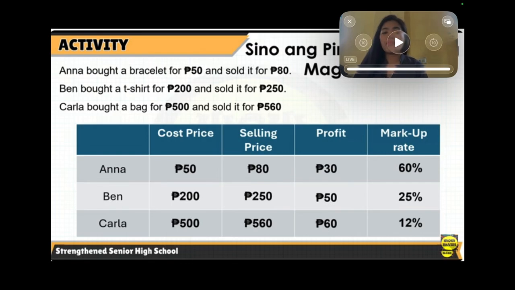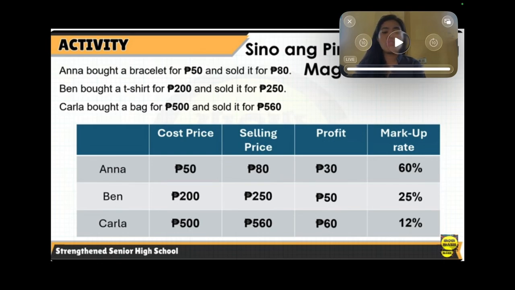Therefore, Ben, you have cost price is 200. So Ben bought a t-shirt for 200 pesos and sold it for 250 pesos. So Ben, the cost price of the t-shirt is 200 pesos. The selling price is 250 pesos. Then the profit would be 250 minus 200 pesos, that's 50 pesos. Then the markup will be 50 pesos divided by 200 pesos. That is 1/4 or that's 25%.